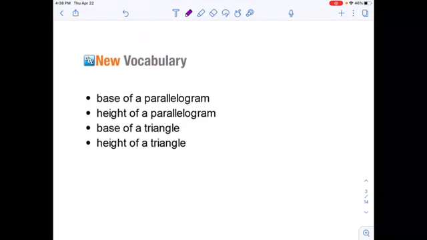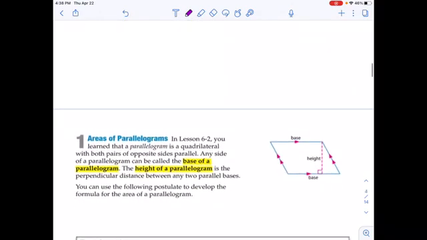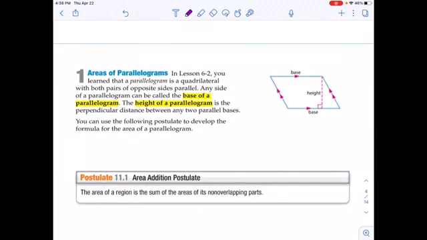Our new vocab is base of a parallelogram, height of a parallelogram, base of a triangle, and height of a triangle. So we have areas of parallelograms. In lesson 6.2, we learned that a parallelogram is a quadrilateral with both pairs of opposite sides parallel. Any side of a parallelogram can be called the base of a parallelogram. The height of a parallelogram is the perpendicular distance between two parallel bases. So notice it has to be this perpendicular distance for our height.